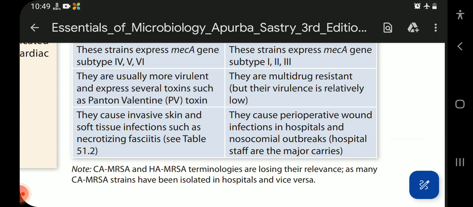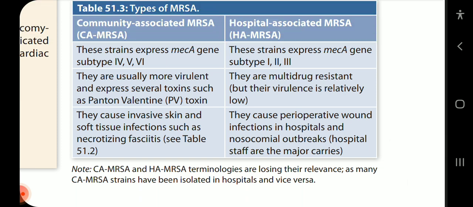Now the types of MRSA we can see in this table. Community associated MRSA, CA-MRSA, and hospital associated MRSA, HA-MRSA. CA-MRSA strains express mecA gene subtypes 4, 5 and 6, while HA-MRSA express mecA gene subtypes 1, 2 and 3. The CA-MRSA are usually more virulent and express several toxins such as Panton-Valentine leukocidin toxin. The HA-MRSA are multi-drug resistant but the virulence is relatively low. The CA-MRSA cause invasive skin and soft tissue infections such as necrotizing fasciitis, while the HA-MRSA cause perioperative wound infections in hospitals and nosocomial outbreaks.